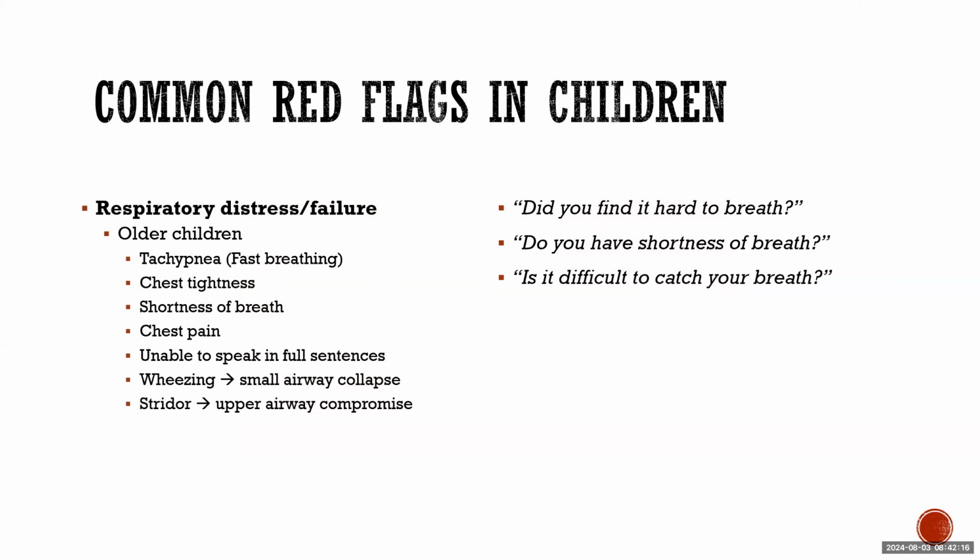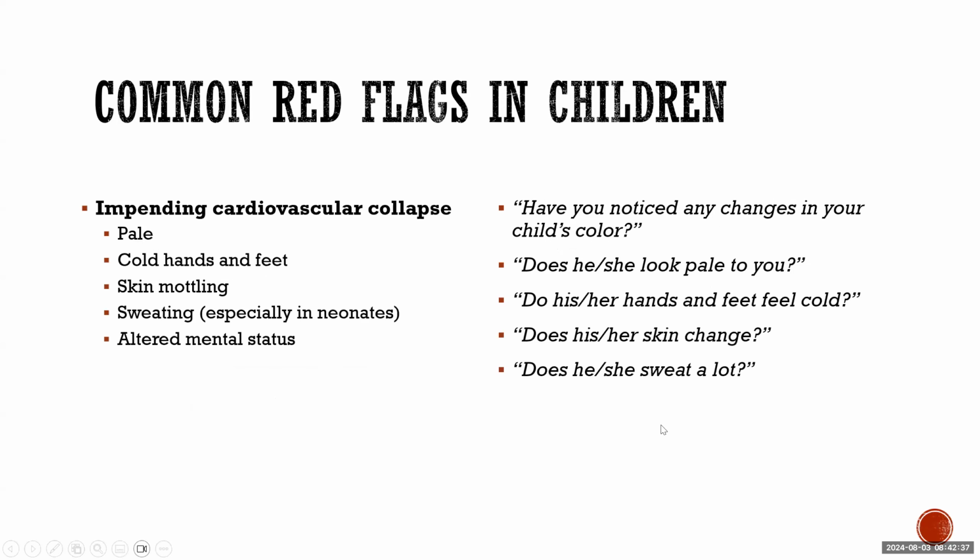You can sometimes hear them unable to speak in full sentences, and then they can have wheezing or stridor. Wheezing is a sign of small airway collapse, and stridor is a sign that there is risk for upper airway obstruction or compromise. All right, and these are a couple of sample questions you can ask.